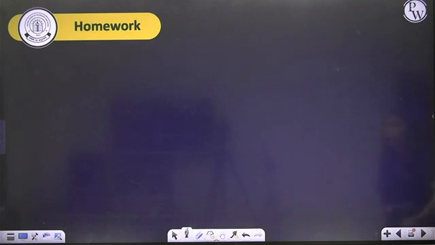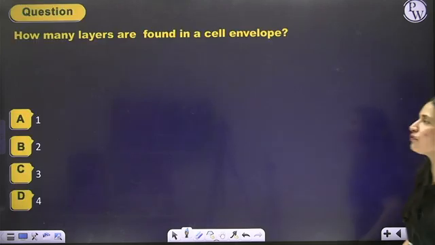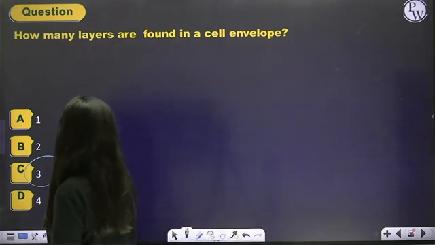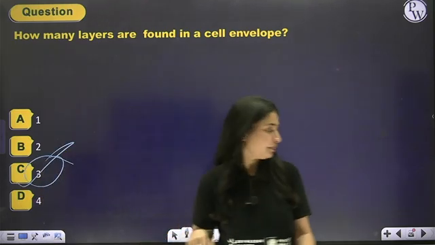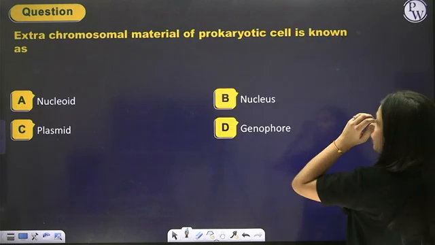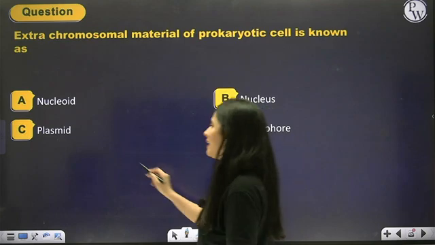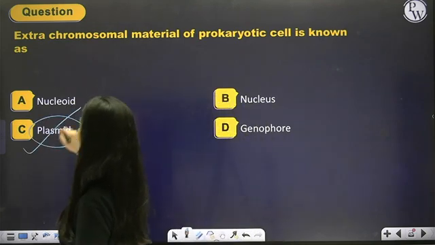Now, moving towards some questions. How many layers are found in a cell envelope of bacteria? Yes, answer is 3. Next, extra chromosomal material of prokaryotic cell, yes, is known as plasmid.